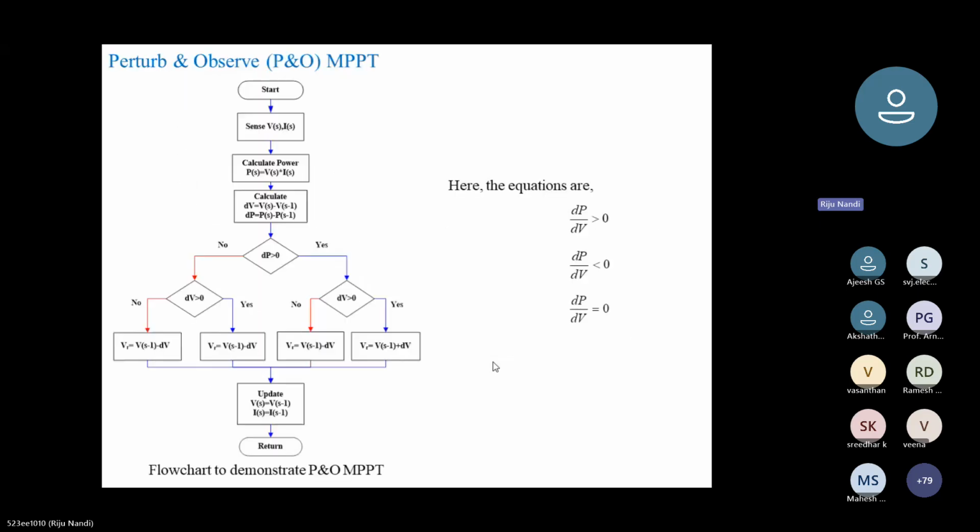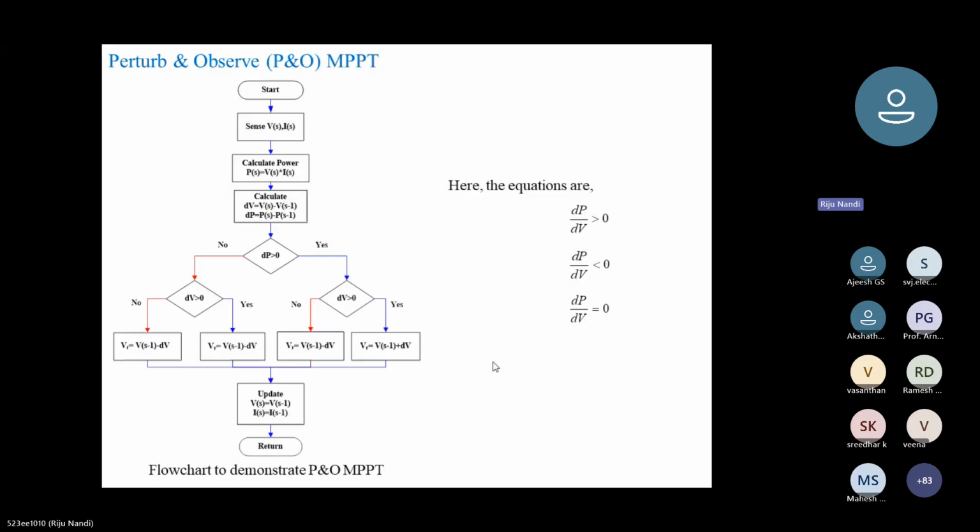This is the P&O MPPT, perturb and observe MPPT. This is the flow chart. You can observe that we start by sensing VS and IS, voltage and current, and calculate the power. Power means VS into IS. Then calculate dV, the voltage deviation, VS minus VS minus 1, and likewise dP, the deviation of power.